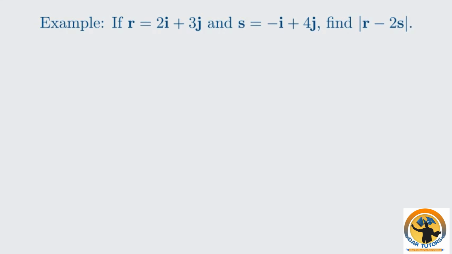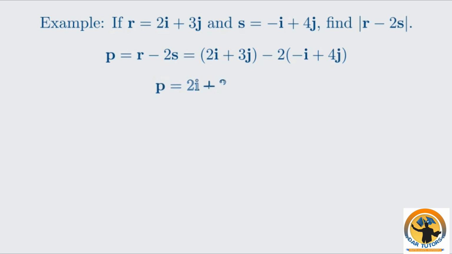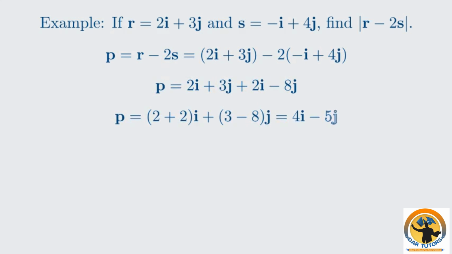First, we'll find the vector p. We substitute the expressions for r and s. This gives us 2i plus 3j minus 2 times the quantity negative i plus 4j. Distributing the negative 2, we get 2i plus 3j plus 2i minus 8j. Combining the i components and the j components, we find that the vector p is 4i minus 5j.